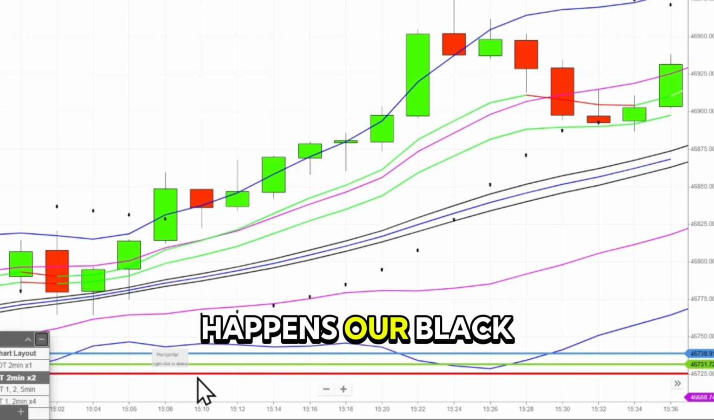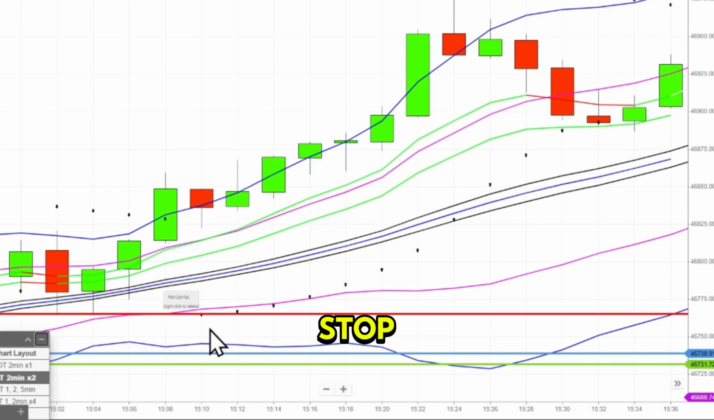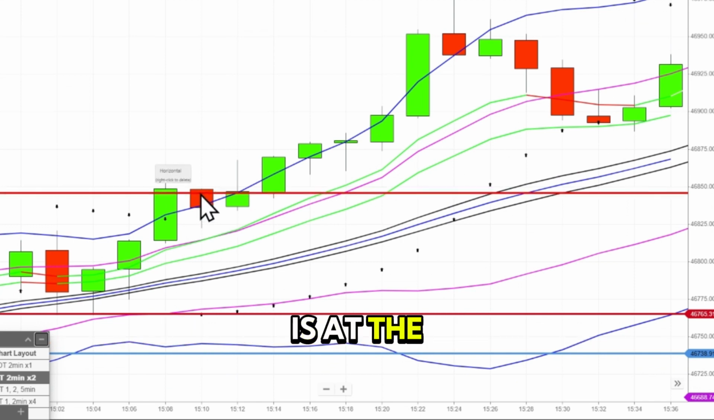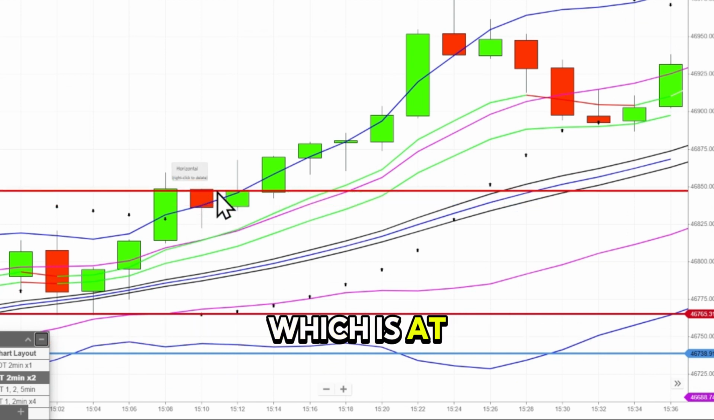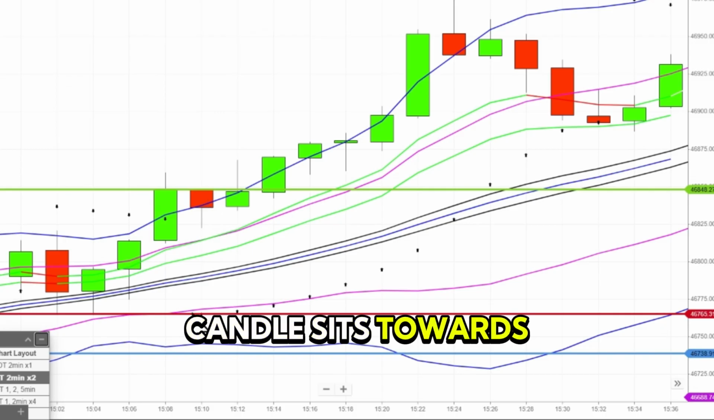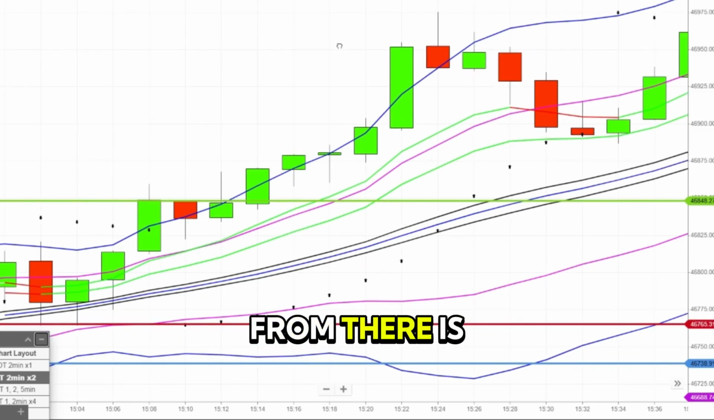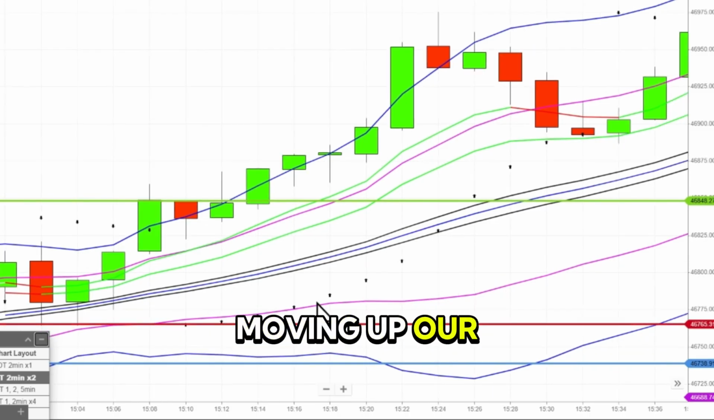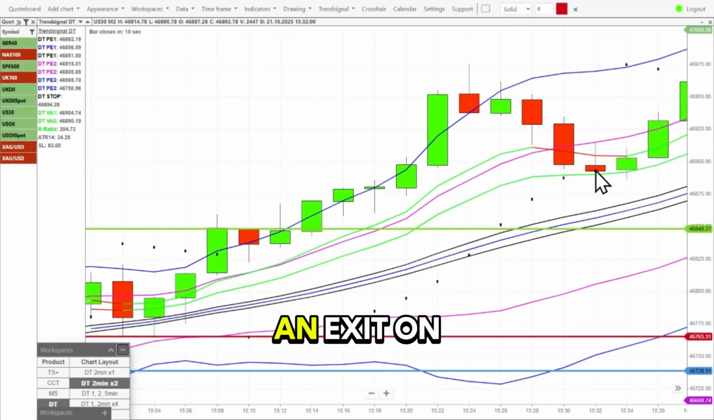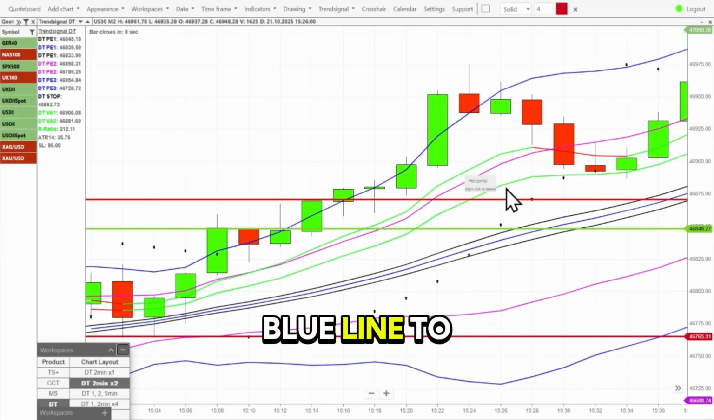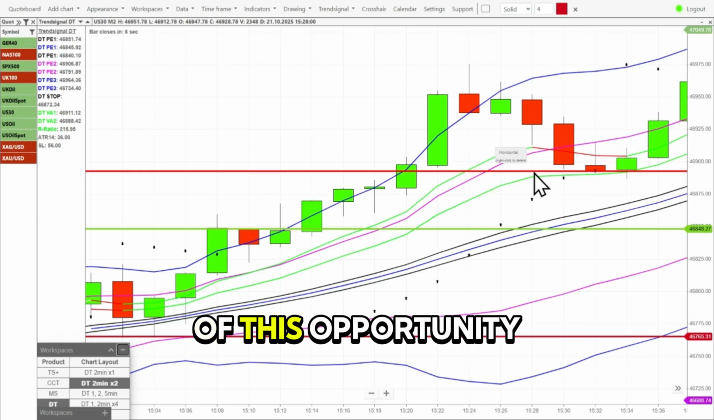But what happens? Our black arrow becomes our stop. Our entry point is at the first valid position, which is at the open of the market. It's a red candle, so it's towards the top. But essentially what we do from there is we follow the black arrows, moving up our stop loss as we go to eventually take an exit on this trade. We use the blue line to show you the potential that comes out of this opportunity.